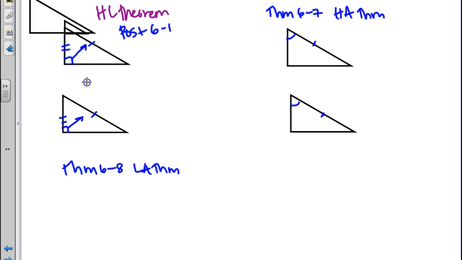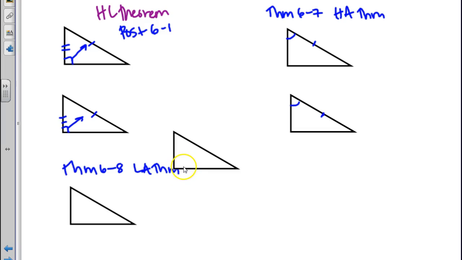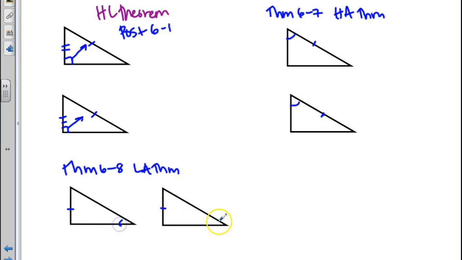So let's get our trusty triangles back out here. And let's mark a leg and an acute angle. So there's a leg. Those two are congruent. There's an acute angle. So by the leg angle theorem, these two triangles are congruent. So we can talk about corresponding parts of these triangles being congruent. Now I know the hypotenuse of these are congruent. My other acute angle would be congruent. So we can walk through every one of those as well.